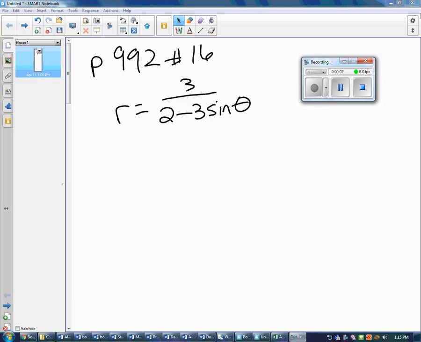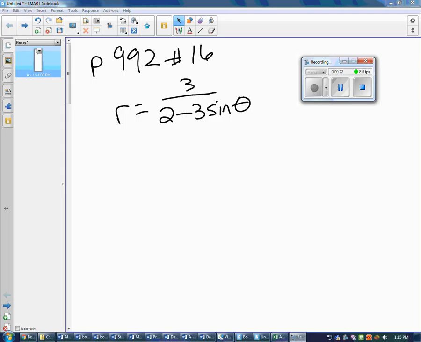Okay, this recording is going to walk you through number 16 on page 992. The polar equation is r equals 3 over 2 minus 3 sine theta. I want you to listen carefully to this topic because I'm going to be giving you some hints for an assessment that might be coming up.